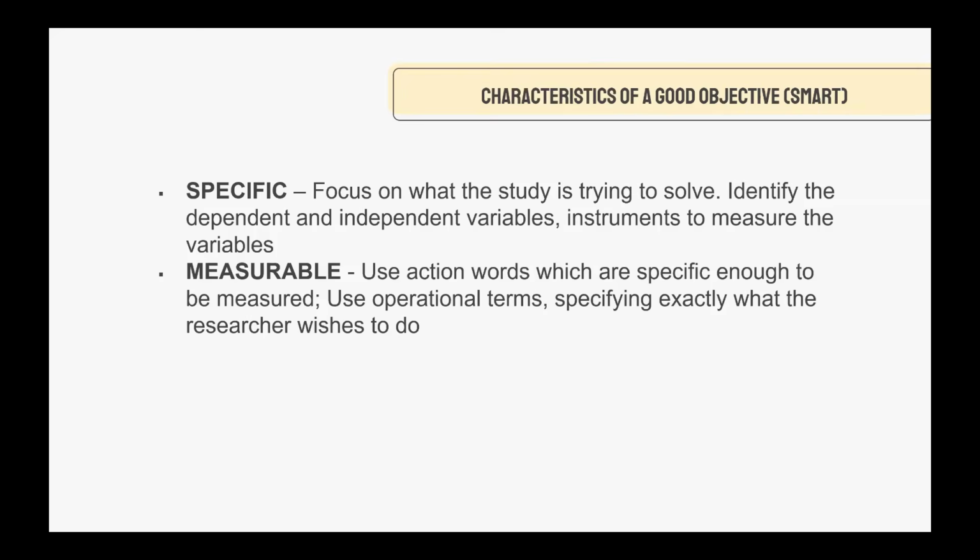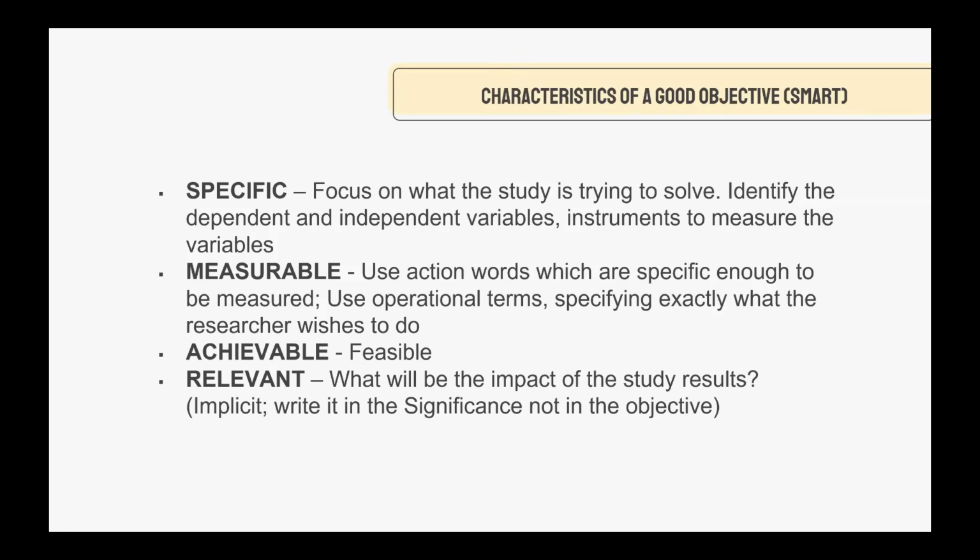For measurable, you use action words which are specific enough to be measured. Use operational terms specifying exactly what the researcher wishes to do. For achievable, it should be realistic with the resources and time that you have. For relevant, what will be the impact of the study results? But note that this is implicit. You should not write the significance of the study in your objective. You should write it just in the significance part.